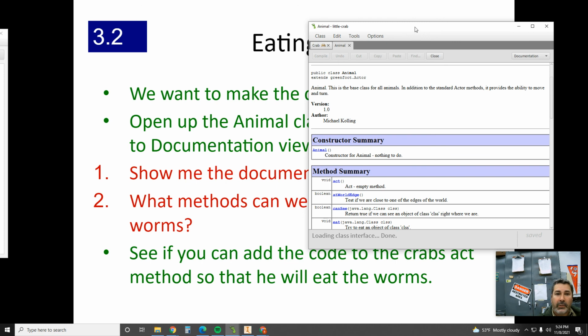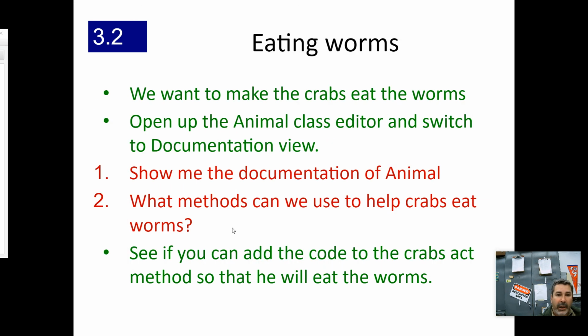So answer these questions. What 2 methods can we use to help the crab eat the worm? And then your job is to see if you can figure out how to add the code to the crab's act method so that he will eat worms. So let's take a look. Let's jump back over here.